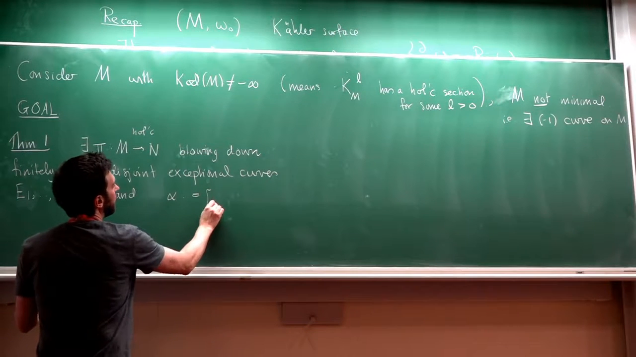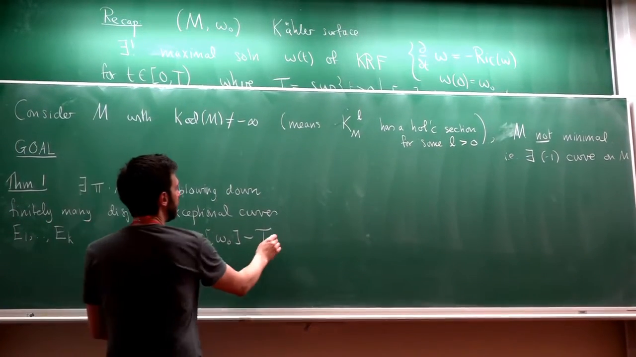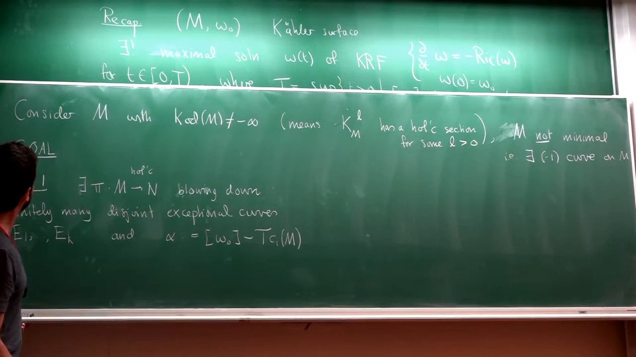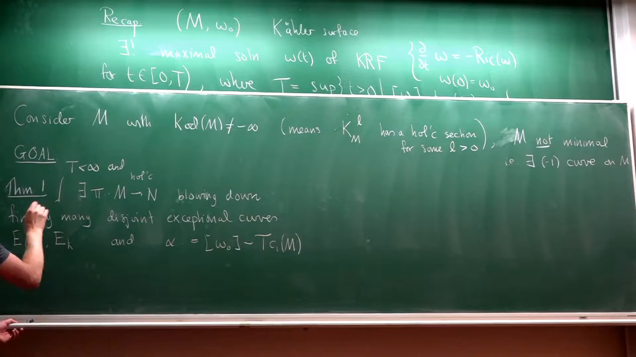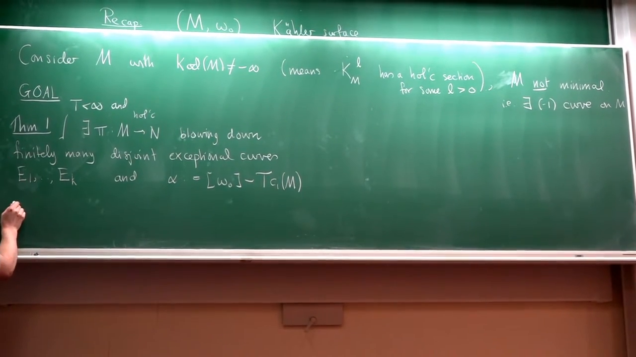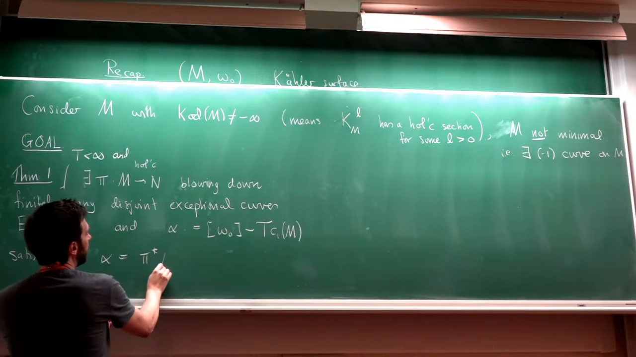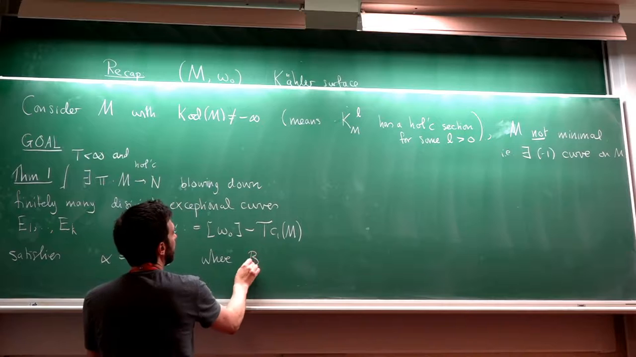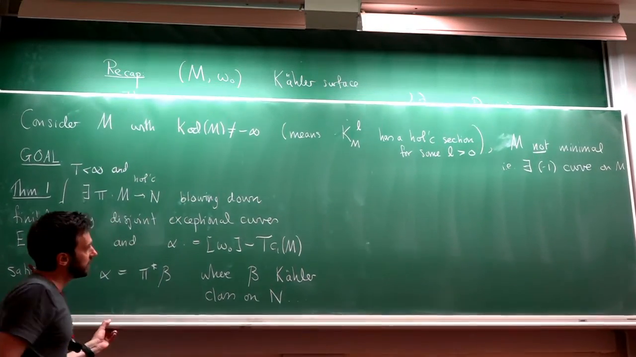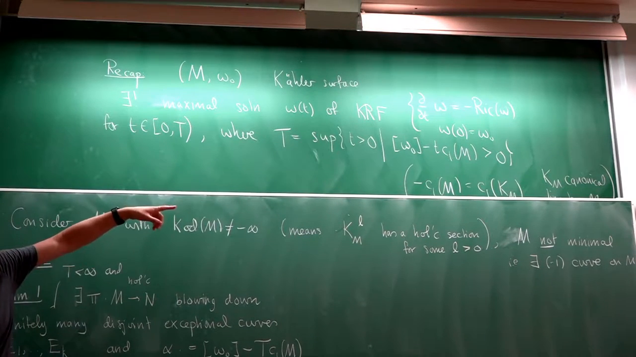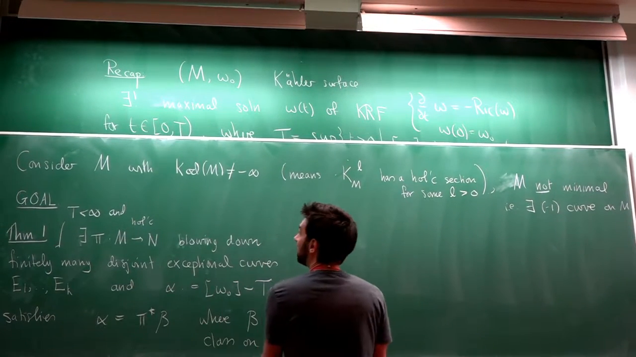Alpha, which I'm going to define to be the cohomology class omega naught minus T times C1 of M. Maybe I should first say T is finite, so this makes sense. This satisfies that alpha is the pullback of a cohomology class beta, where beta is a Kähler class on N. So this is the limiting cohomology class along the Kähler-Ricci flow. And what I'm saying is that it's the pullback of a Kähler class from N. Okay, so that's the first goal.